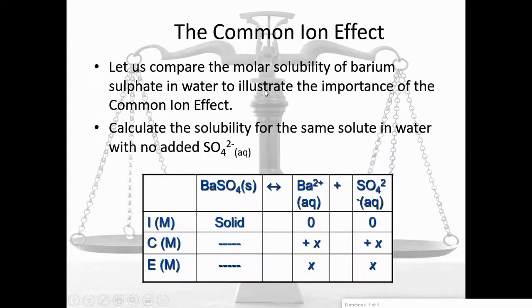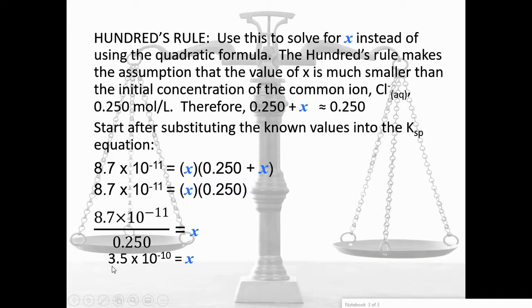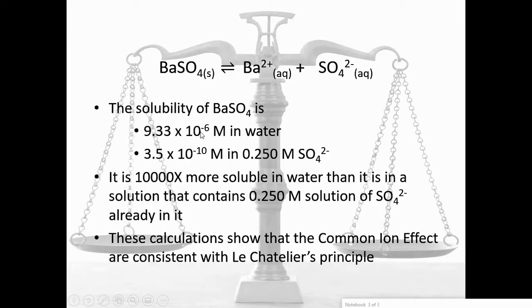Let's compare just how important the common ion effect is. So we just tried to dissolve barium sulfate into a solution of sodium sulfate, and the molar solubility was incredibly small, 3.5 times 10 to the negative 10. If we tried to dissolve barium sulfate into pure water, this is what our ice table would look like. After doing all the calculations, we see that the solubility of barium sulfate in water is 9.33 times 10 to the power of negative 6 moles per liter.